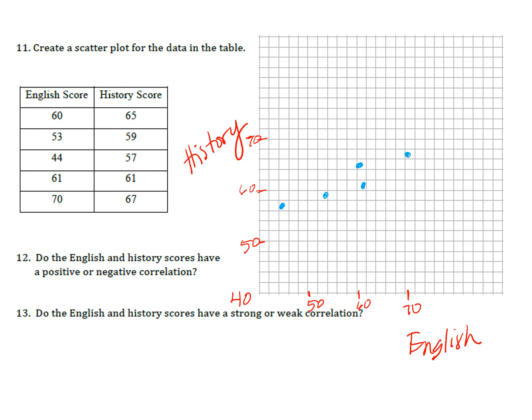So not a whole lot of data points here, but based on these 5 points, if we look at question 12, do they have a positive or negative correlation? In my opinion, if I kind of thought about sketching in a line of best fit, it might look something like that. And even without drawing the line, the dots are definitely going up the hill, so this would be a positive correlation. And those dots look to lie very close to my line, so I would say that this has a strong correlation.